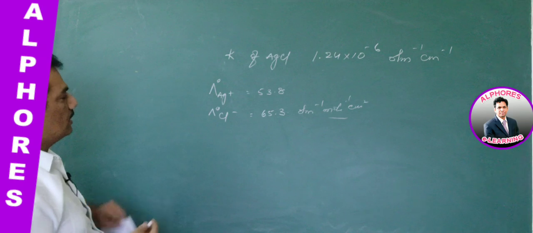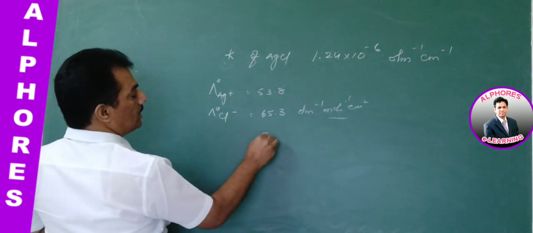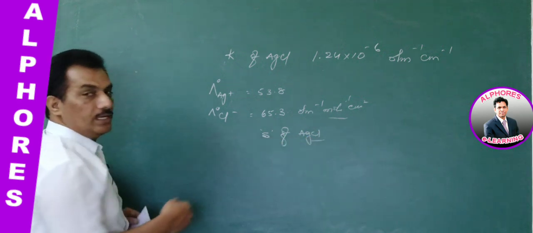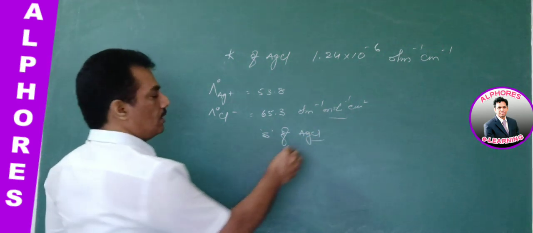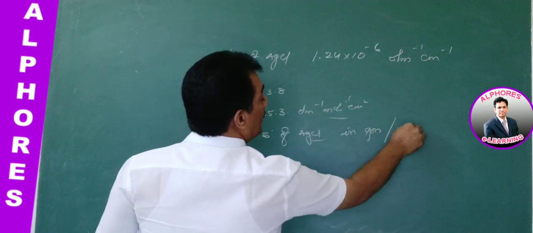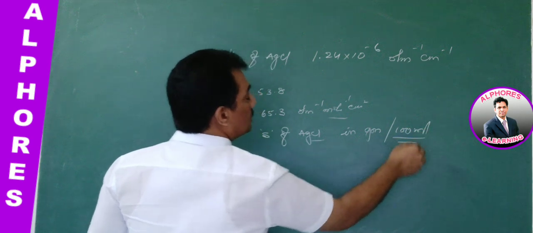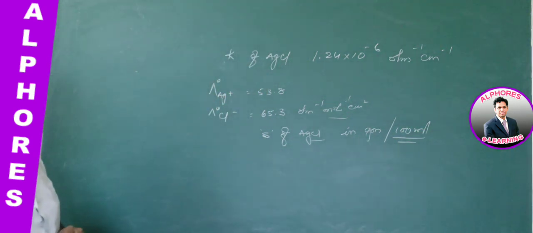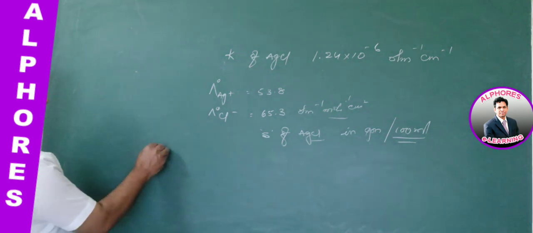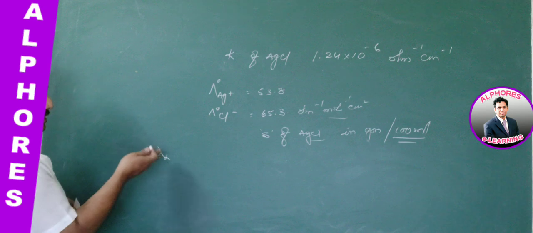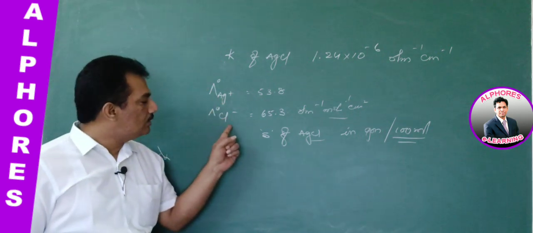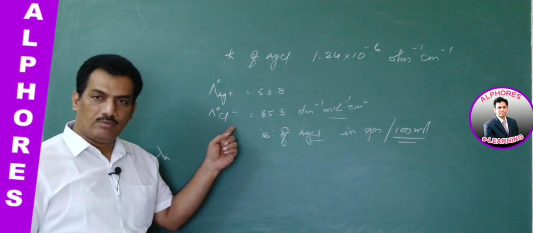Now what they are asking is to find the solubility of AgCl, which is a sparingly soluble salt, in grams per 100 ml. This is the question, is it not? Now let us find the solution for it. Simple. We know the conductance at infinite dilution for any electrolyte can be known from the conductances of the ions involved in that electrolyte, from Kohlrausch law.